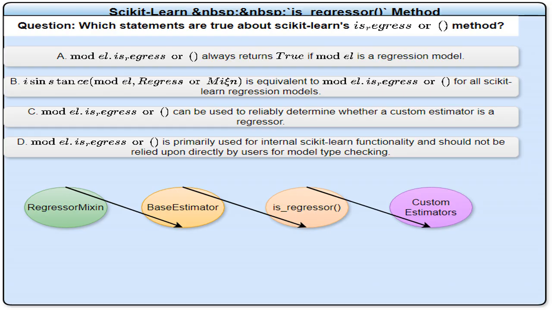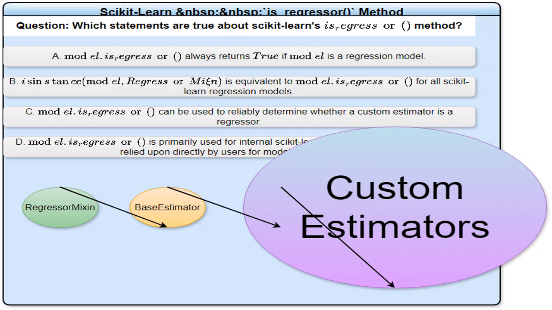I'm talking about the _is_regressor method in the scikit-learn library, which is used to check if a model is designed for regression tasks. I want to highlight that the method's reliability can be questionable when you're dealing with custom-built estimators. That's because these custom models might not follow scikit-learn's standard conventions for implementing _is_regressor. So, you can't always trust this method's results for non-standard models. It's like trying to fit a square peg into a round hole.